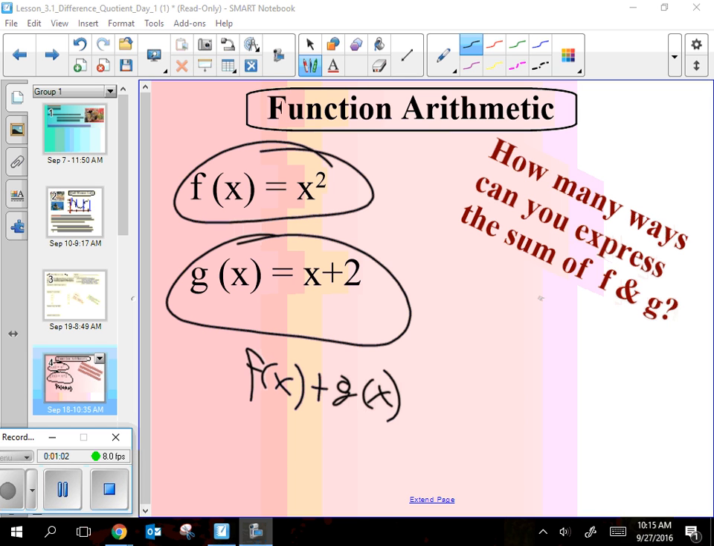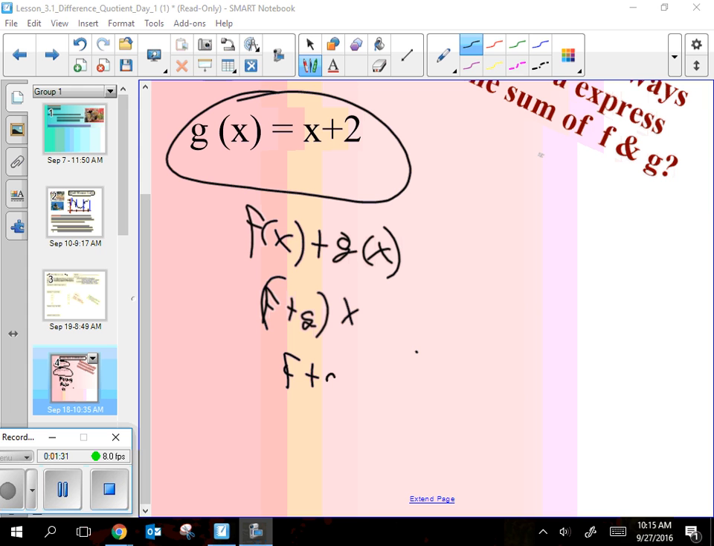All right, this is one way. You get that means f plus g of x? All right, and that's really the only other way that you'll ever see. I can make up another way to say just f plus g, but we're always going to say of x.